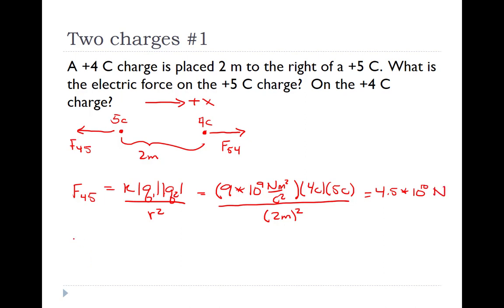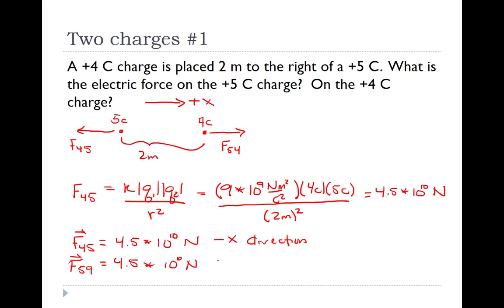I can now write down my two forces. So the force on the 5 Coulomb charge will have a magnitude of 4.5 times 10 to the 10th newtons in the negative x direction. And the force on the 4 Coulomb charge will have the same magnitude, but be in the positive x direction.